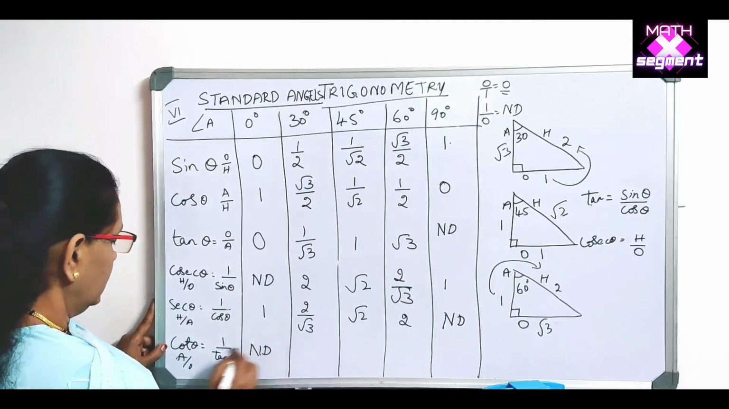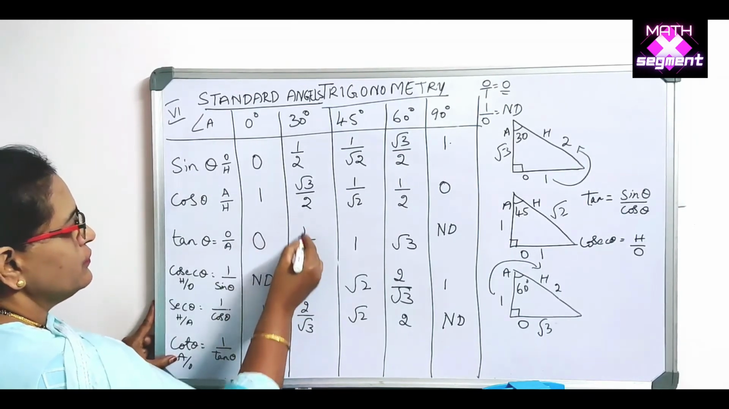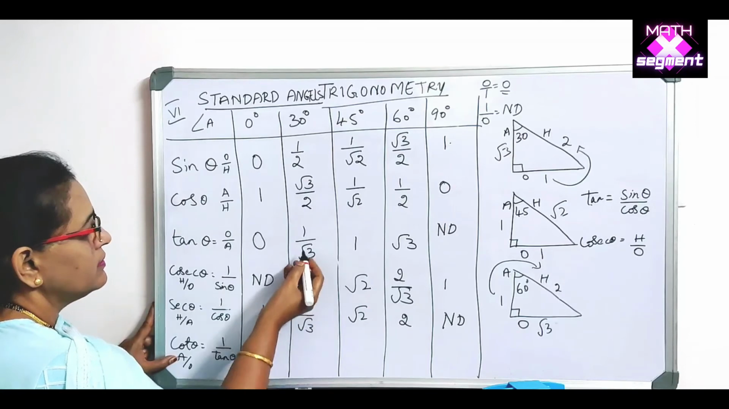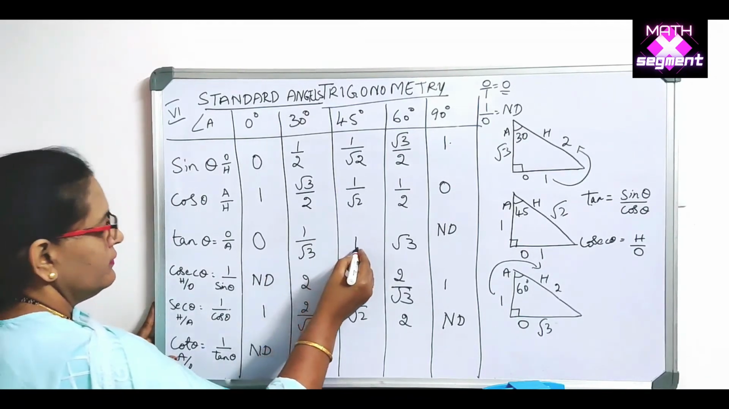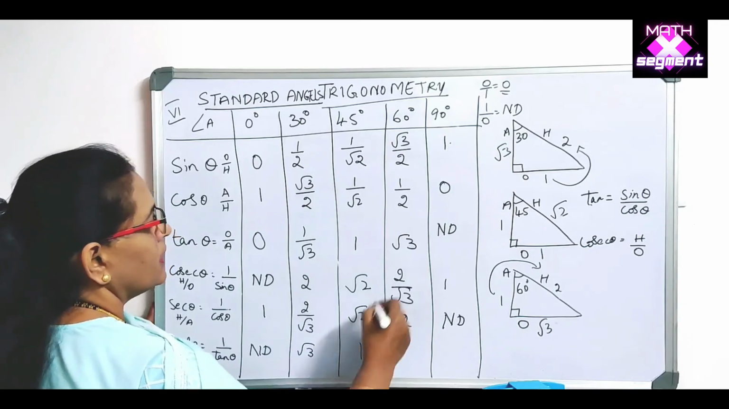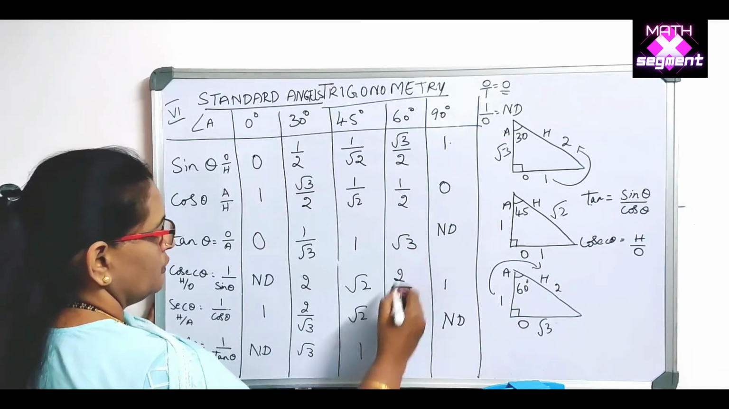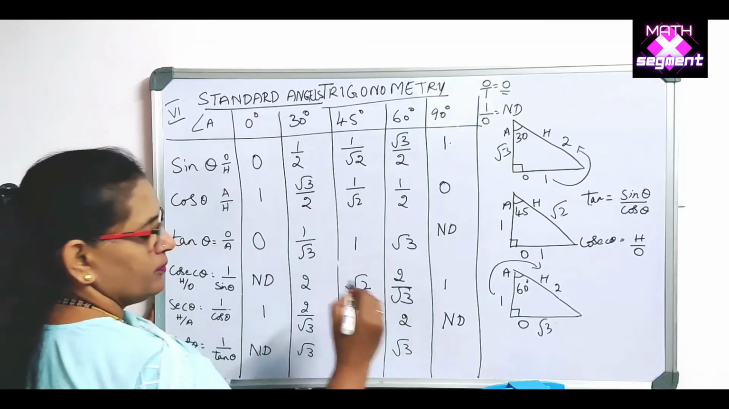Then coming back to 30, you can make it inverse of this. 1 divided by root 3 is inverse, you make root 3 by 1. So it is root 3. 1 divided by 1 is 1 only. Then 1 divided by root 3 is root 3.